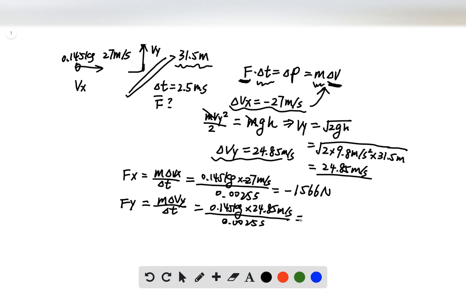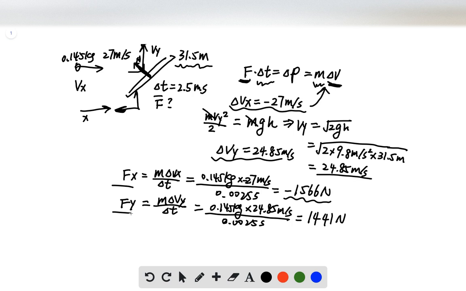Is 1441 Newton. So yeah, now here negative just because I defined this to be the positive direction. So that means the force is acting this way and up. So pretty much you can see the force is acting around the perpendicular direction. Maybe not completely perpendicular, but it's roughly acting in this direction. And yeah, that's the two components of force.